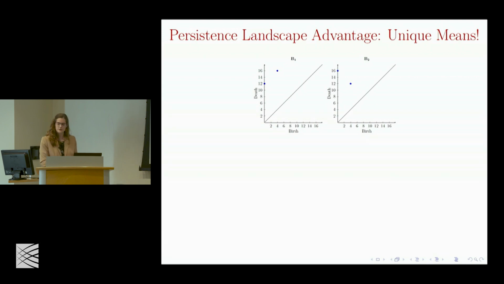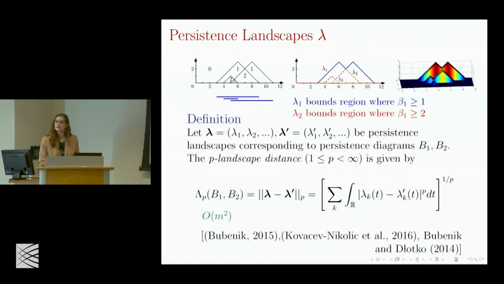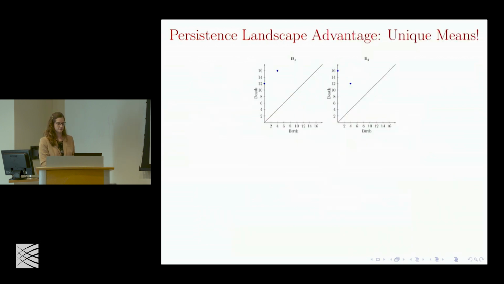So another advantage of persistence landscape, oh yes. Yeah, so this is basically an LP distance between 2 functions. You're summing over every single difference function. So you would sum the lambda 1 distance, then the lambda 2 distance, et cetera, over LP. So good question, thank you.